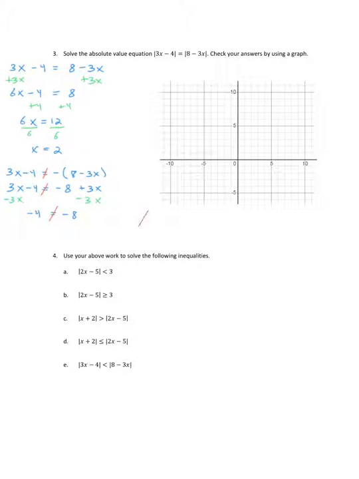So I'm going to, in place of y1, put in the absolute value of 3x minus 4, and in place of y2, I'll put the absolute value of 8 minus 3x. I'm going to graph both of those and see what we get. So this was the absolute value of 3x minus 4. And then when I graphed the other one, something like this.